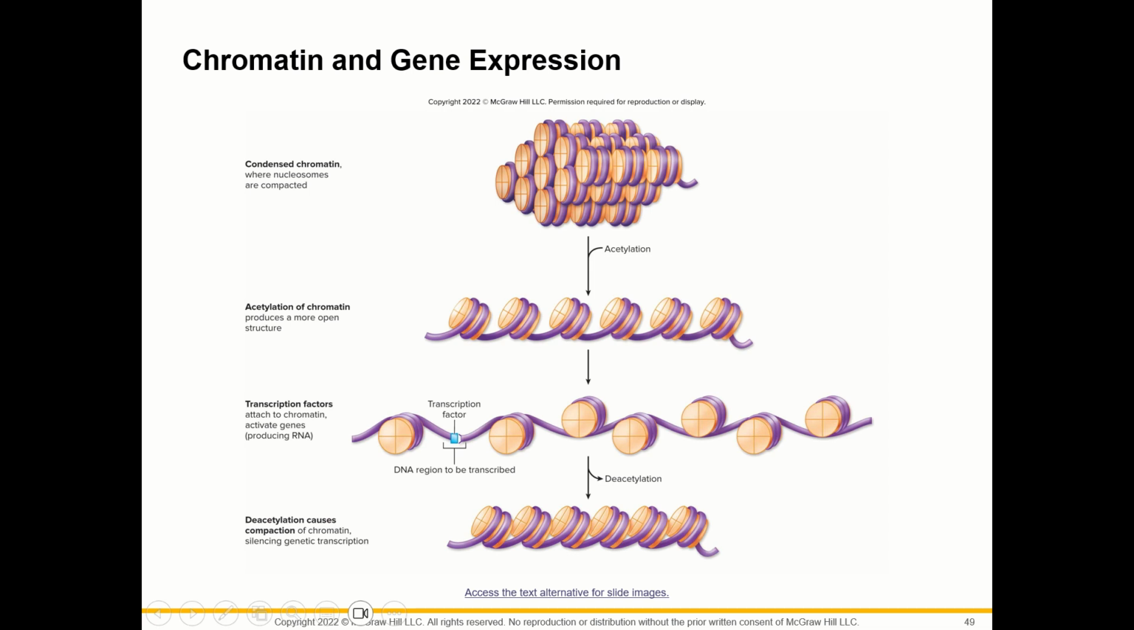So the figure text states that the ability of DNA to be transcribed into messenger RNA is affected by the structure of chromatin. So the genes are silenced when the chromatin is condensed. Acetylation, which is the addition of two carbon groups, produces a more open chromatin structure that can be activated by transcription factors producing mRNA. Deacetylation is the removal of the acetyl groups, and it silences genetic transcription.